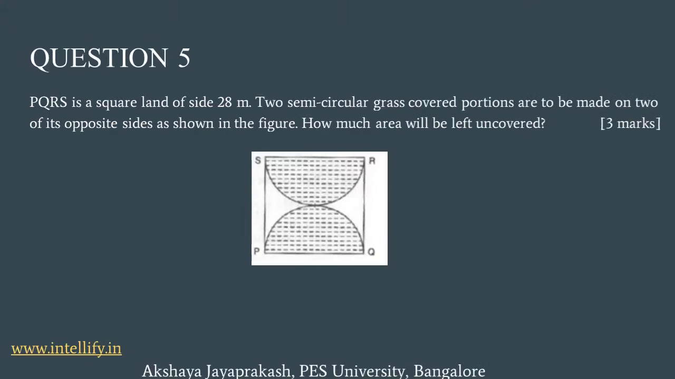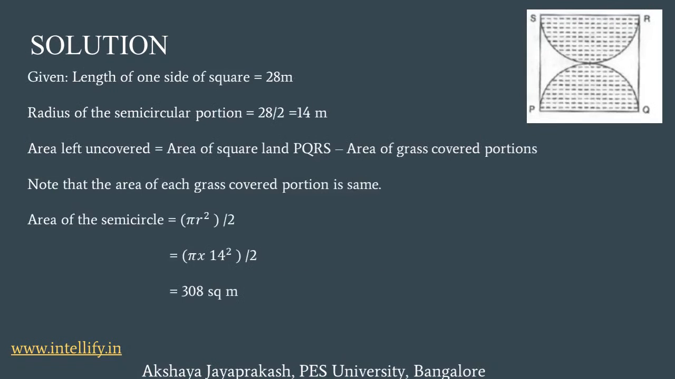Question 5. PQRS is a square land of side 28 meter. Two semicircular grass covered portions are to be made on two of its opposite sides as shown in the figure. How much area will be left uncovered? In this question, we know the length of the square land, which is given by 28 meter. So from this we can find the radius of the semicircular portion, which is 14 meter.